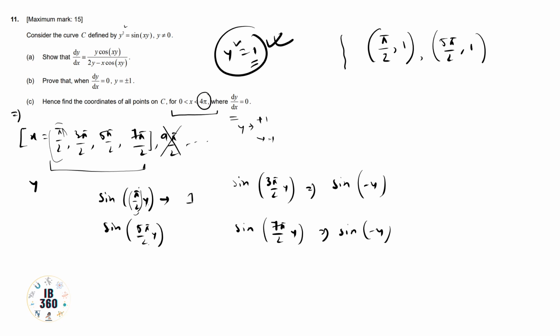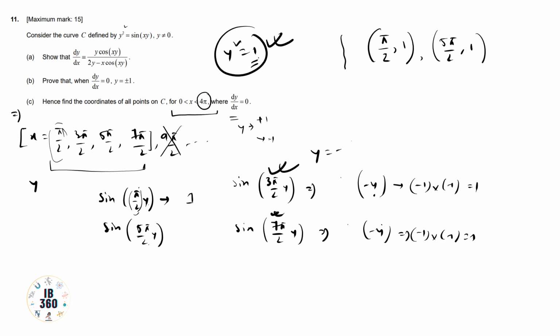Okay, so this is not sine, just minus y. So I need 1 here, y squared to be 1. So the value of y must be minus 1 to match this. So minus 1 into minus 1, this will be 1. Again minus 1 into minus 1 equals 1. So for the values of 3 pi by 2 and 7 pi by 2, the y value must be minus 1.